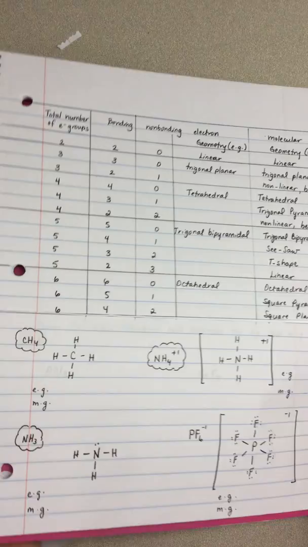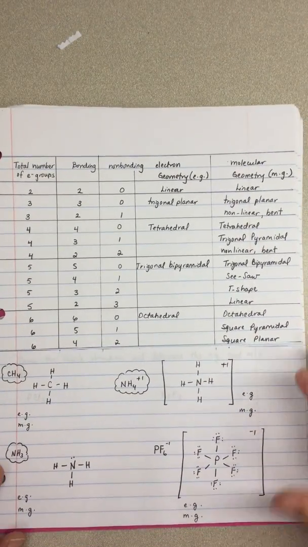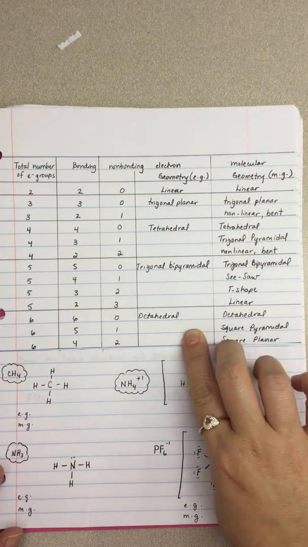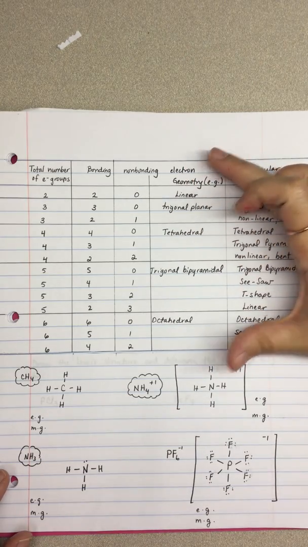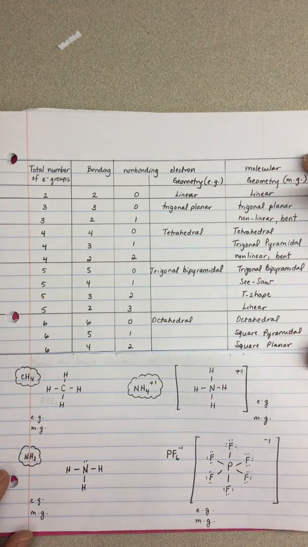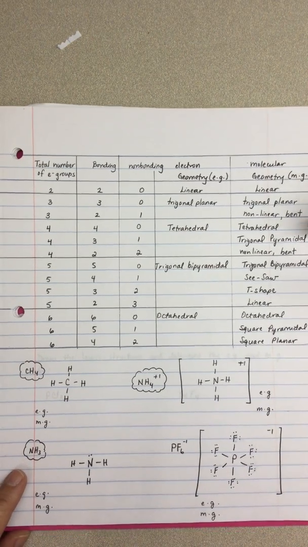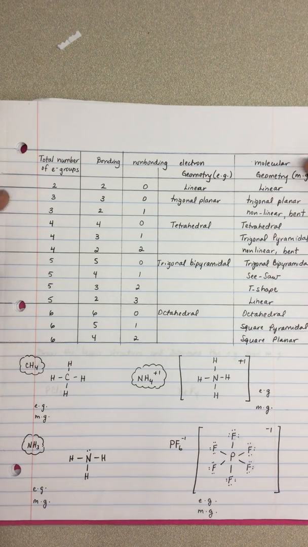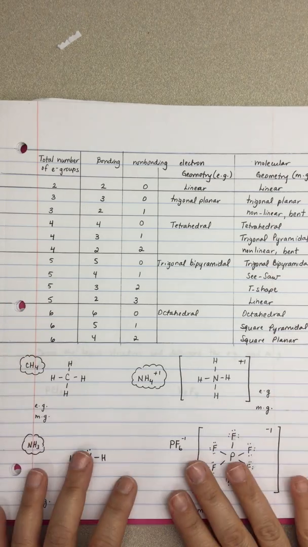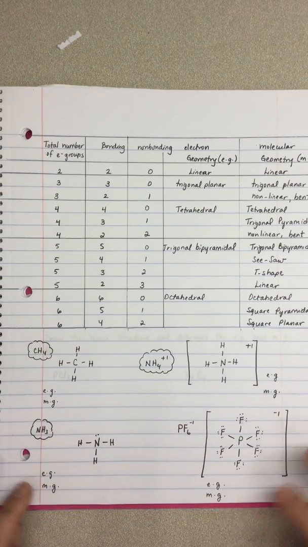In this table right here, I have listed our 5 basic shapes: 1, 2, 3, 4, and 5. And then we have the 2 types of geometries: the electron geometry with the 5 basic shapes, and then the molecular geometry, which is the modification based on how many lone pairs of electrons you have around the central atom. So you're going to be using the table and Lewis structures, counting how many electron groups you have around the central atom to determine the geometry.